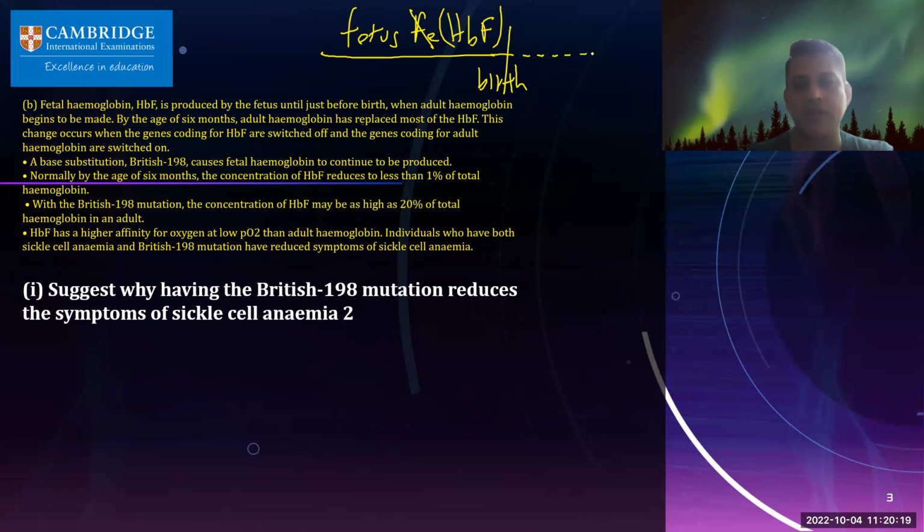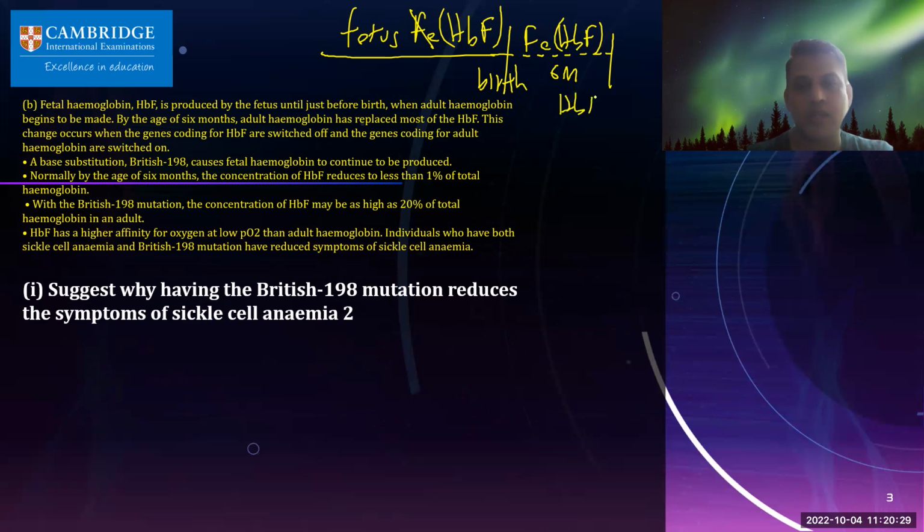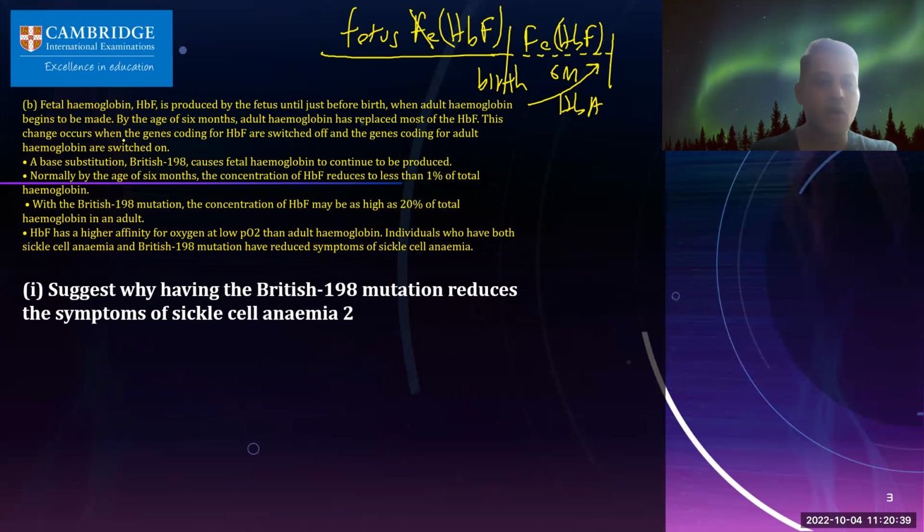Then at 6 months, the fetus still has hemoglobin F and hemoglobin A is increasing. So after 6 months, there may be no fetal hemoglobin, replaced with more adult hemoglobin. These changes occur when the genes coding for hemoglobin F are switched off and the genes coding for adult hemoglobin are switched on. Another base substitution, British 198, causes fetal hemoglobin to continue to be produced.